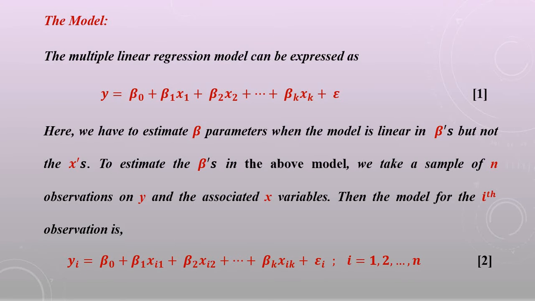To estimate the betas in the above model, we take a sample of n observations on y and the associated x variables. Then the model for the ith observation becomes yi equals beta naught plus beta 1 xi1 plus beta 2 xi2 plus ... plus beta k xik plus epsilon i. Here i takes the values 1, 2, 3 up to n.